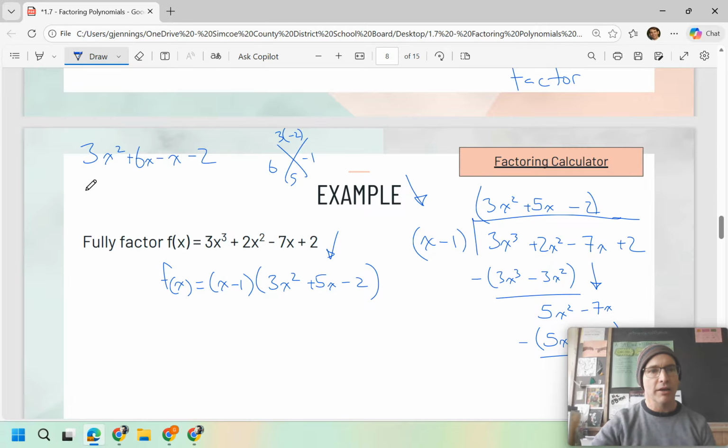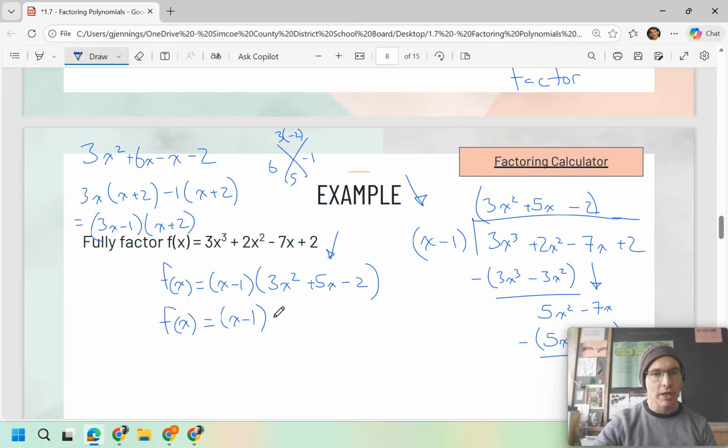Okay, and then I factor out a 3x here by grouping, and I have x plus 2. And then I factor out a minus 1, and I have x plus 2. So then I know that this quadratic factors into 3x minus 1 times x plus 2. And that was all rough work, because I want to just now write f of x is equal to x minus 1 times 3x minus 1 times x plus 2, okay?